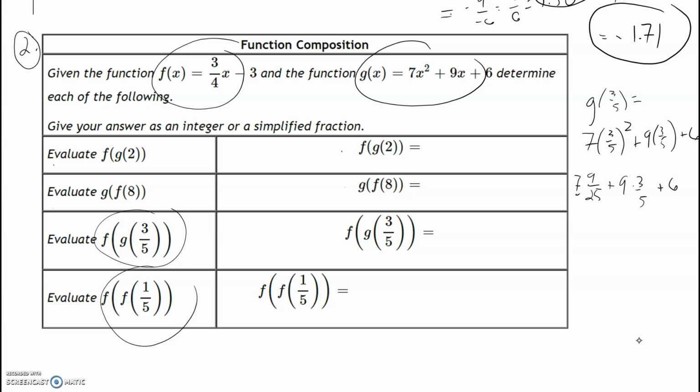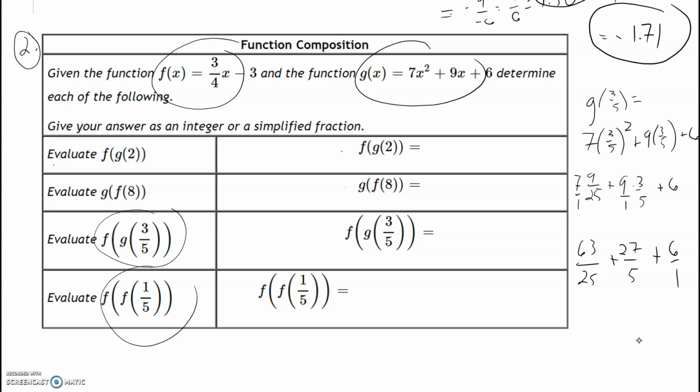So it's helpful to make your 7 a fraction, 7 over 1. Same thing with the 9. 9 times 3/5, it's helpful to make that 9 over 1. 7 times 9, 63 over 25, plus 27 over 5 plus 6 over 1.